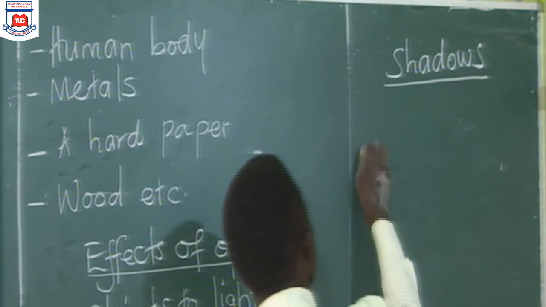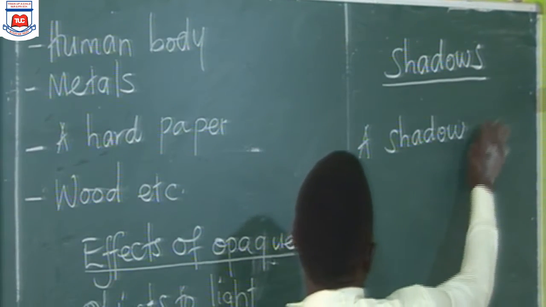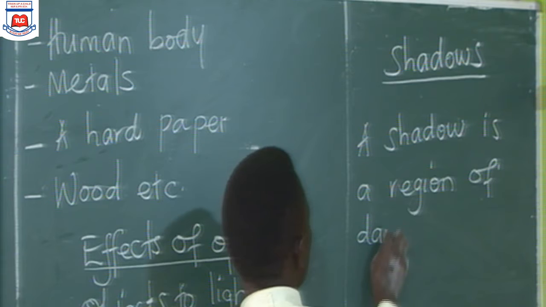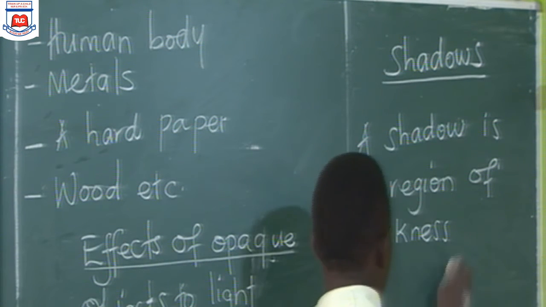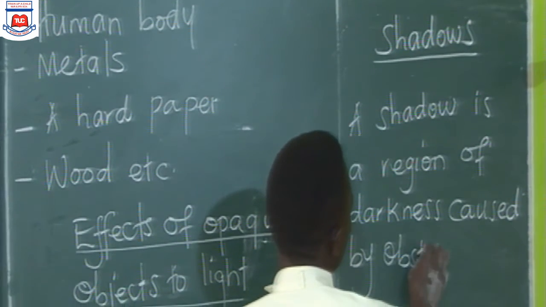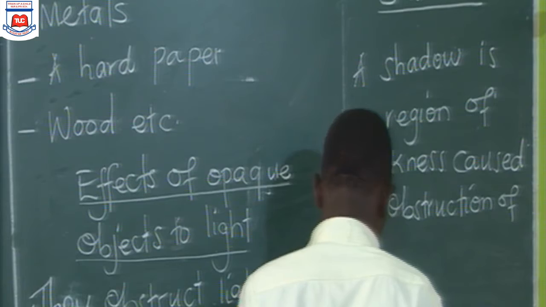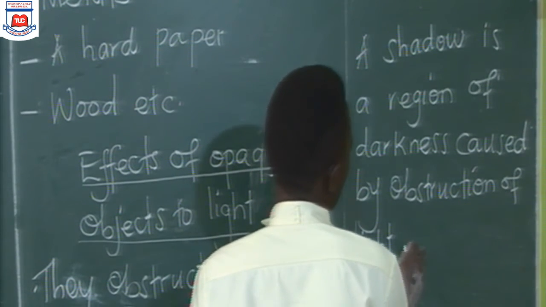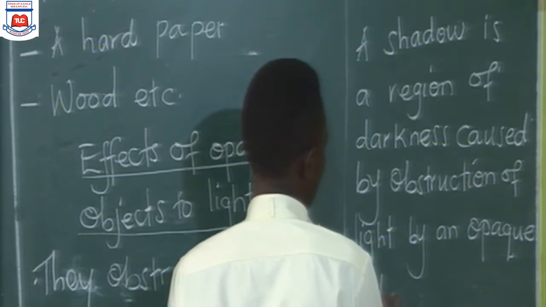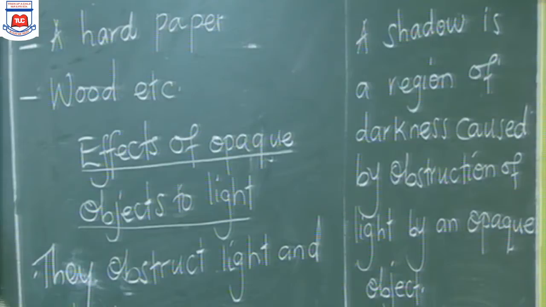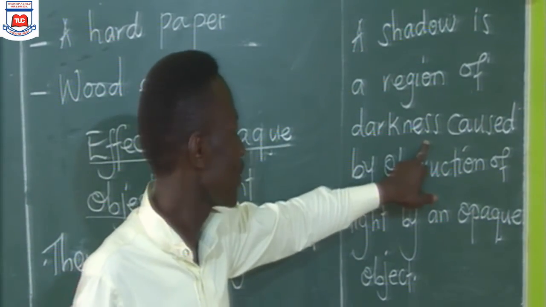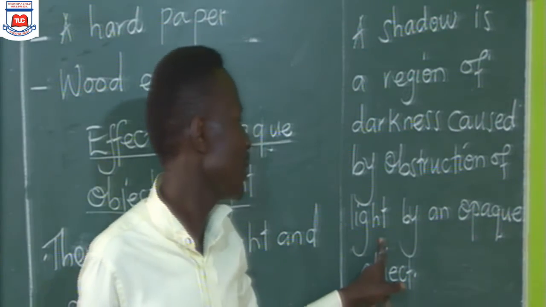So we shall say a shadow is a region of darkness caused by obstruction of light by an opaque object. So here we want to look at the definition of a shadow. What's a shadow? A shadow is a region of darkness caused by obstruction of light by an opaque object.